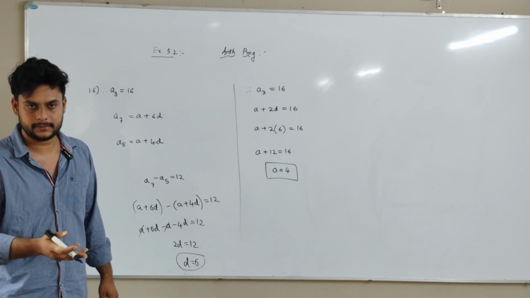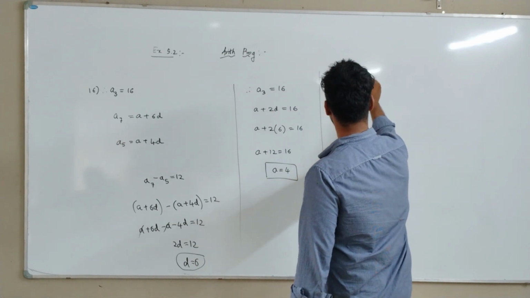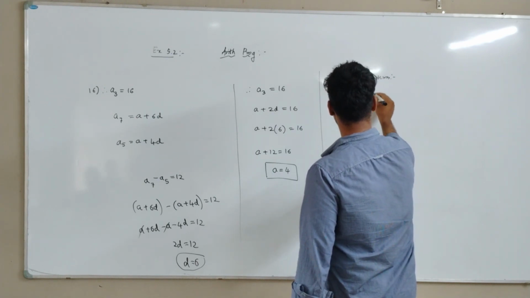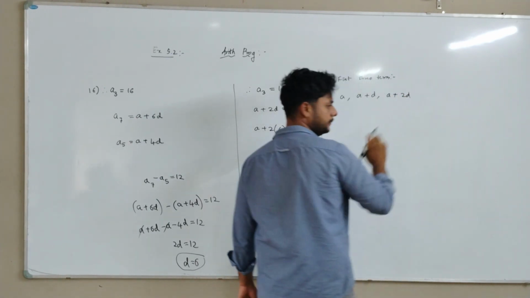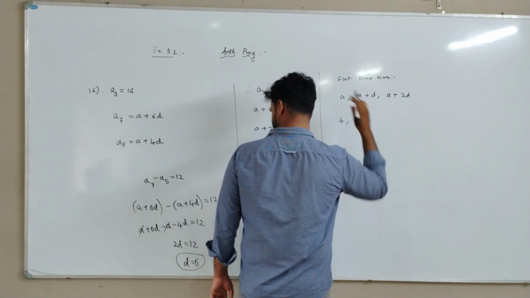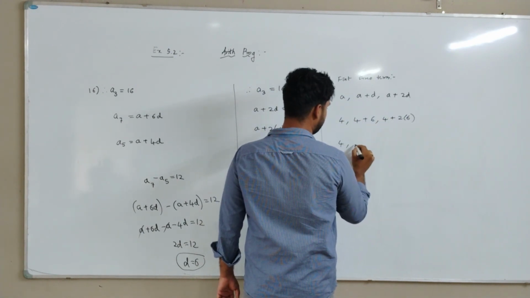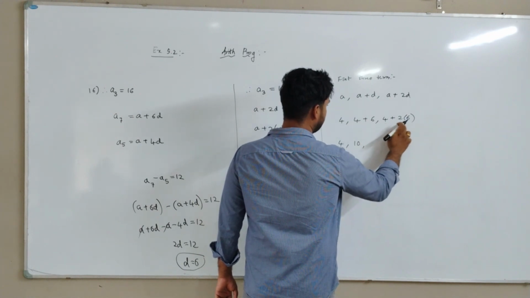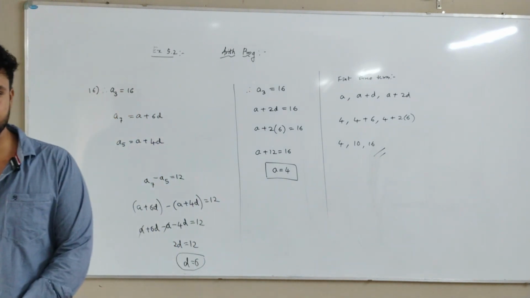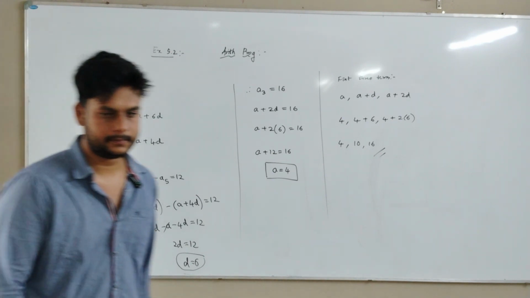Now I should write the first 3 terms. Okay. So how can I write them? First one will be A, then A plus D, A plus 2D. Yes or no? First 3 terms. A is 4, 4 plus 6, 4, 10, 6 2s are 12, 4 plus 12 is 16. So 4, 10, 16. This is the answer. This is the AP. Easy. Any doubts? Take. Correct.